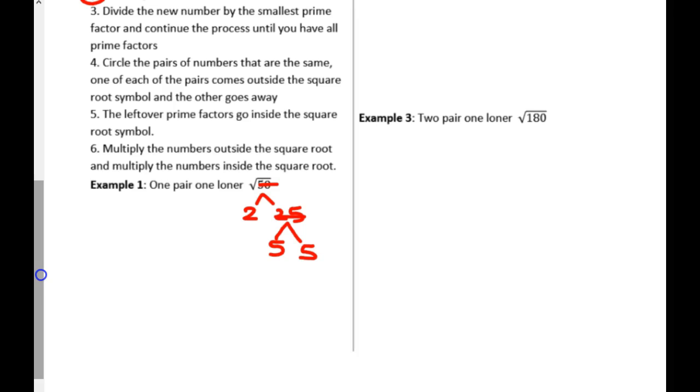Do 5s break down? No, because they are what? Prime. That's the word, right? So, prime. Now, so there's 3 prime factors of 50. 2 times 5 times 5.